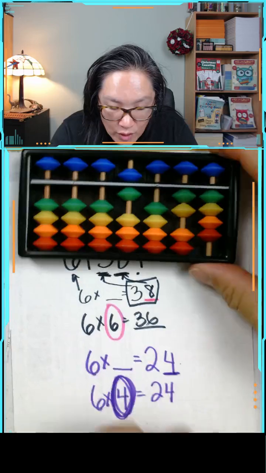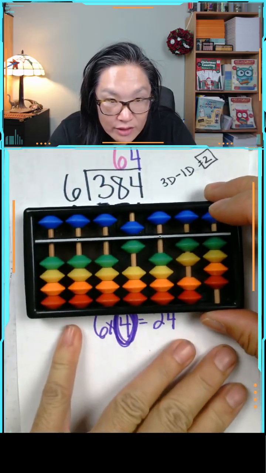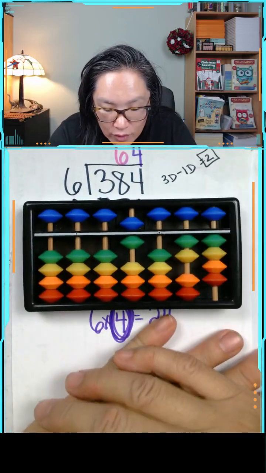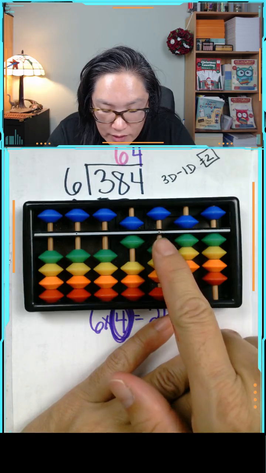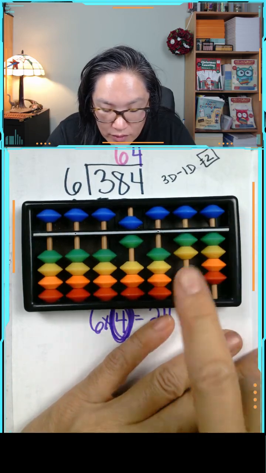So the question was 384. So we had 384 on the abacus. So we took away the 36, and then we took away the 24.